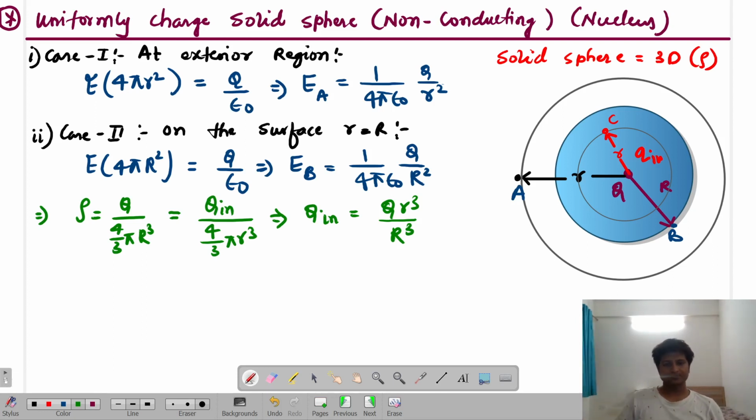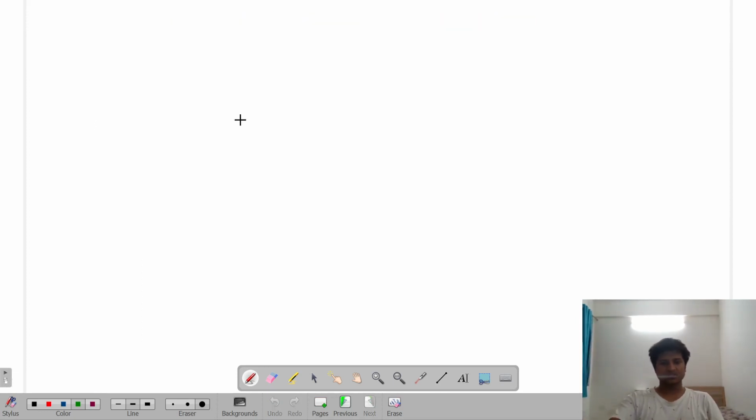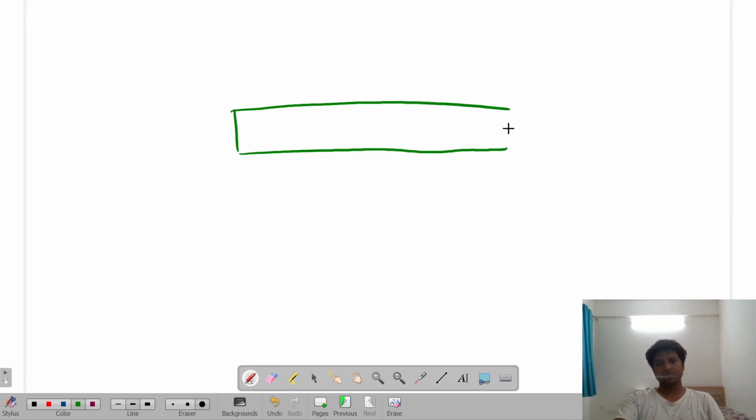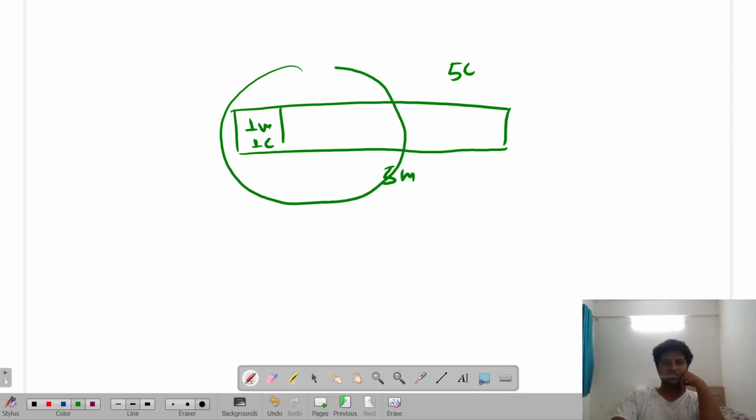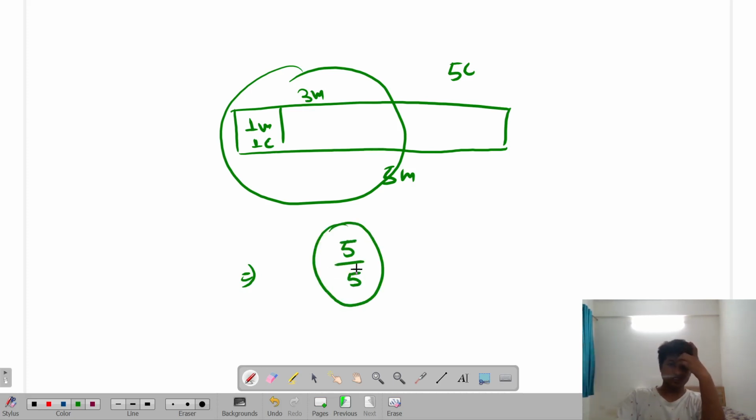Got it? Just like this rod case, right? You think, what did I say? 5 coulomb charge is there, 5 meter is there. So in 1 meter, 1 coulomb. If I ask you how much charge is there in 3 meters, what will you do? How did you say 3 coulombs? First, you found out the charge per 1 meter. How? By total charge by total length, it will give the charge per unit length. And then you multiply it with the required length, which is equal to 3 coulombs, isn't it?